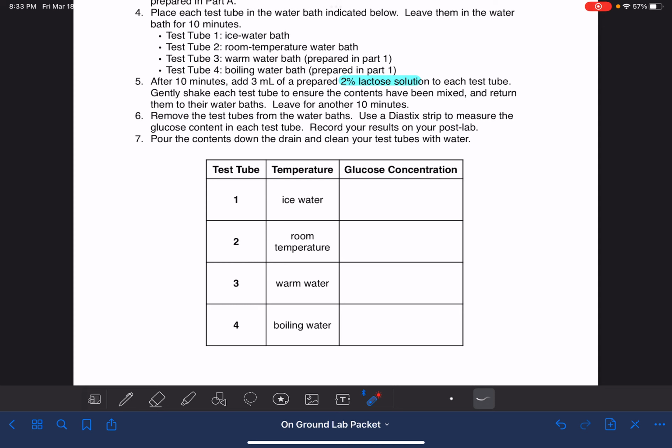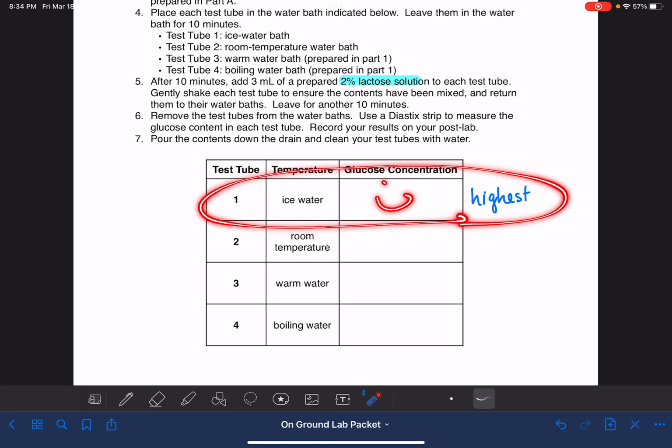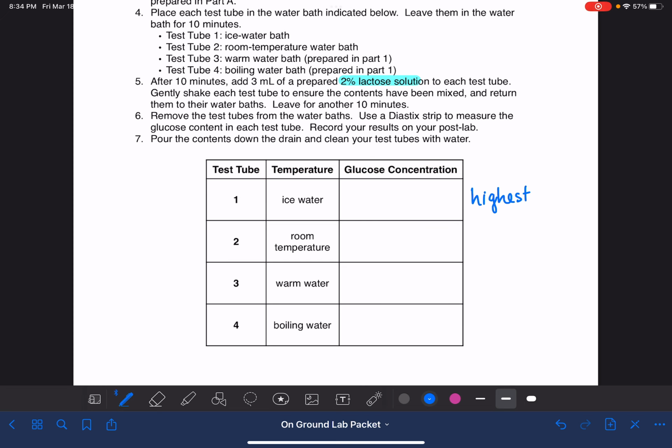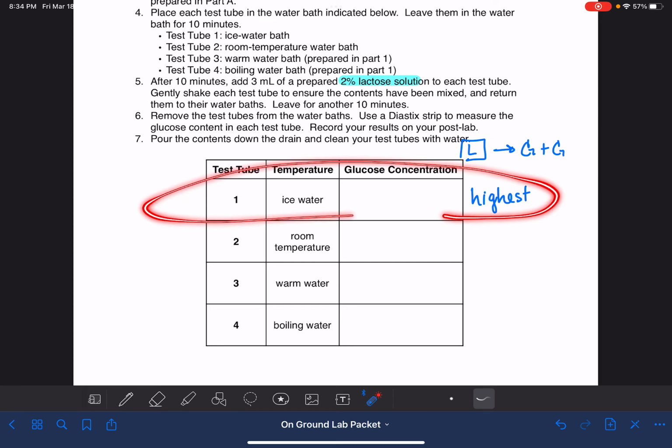solutions. The concentration of the glucose is going to let you know, like let's say that this is the highest. The solution that has the highest glucose concentration is the one where the enzyme is working the best. Remember that this enzyme is causing this reaction to take place, and so the more glucose we have, that means the better this reaction is working. So if this was the data that you got, if this was the highest number, that would tell you that under ice cold conditions, this reaction is working really well. The enzyme is working really well.